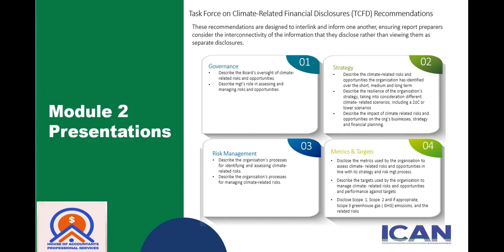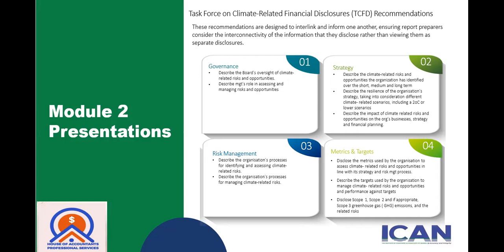Then we have the strategic aspect. What are the methods they are going to employ to make sure that they control this climate-related risk? Now, the first one is the opportunity the organization has identified over the short, medium, and long-term period. So they must be able to identify the opportunities. Then describe the resilience of the organization's strategy, taking into consideration different climate-related scenarios, including a 2°C or lower scenario. And the third one is the impact of climate-related risk and opportunity on the organization's business strategy and financial planning.